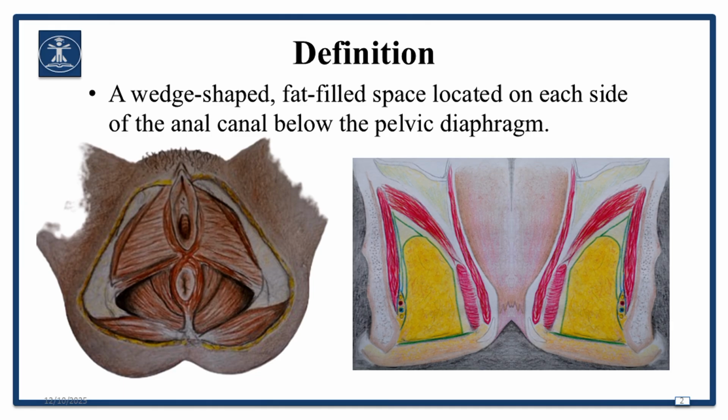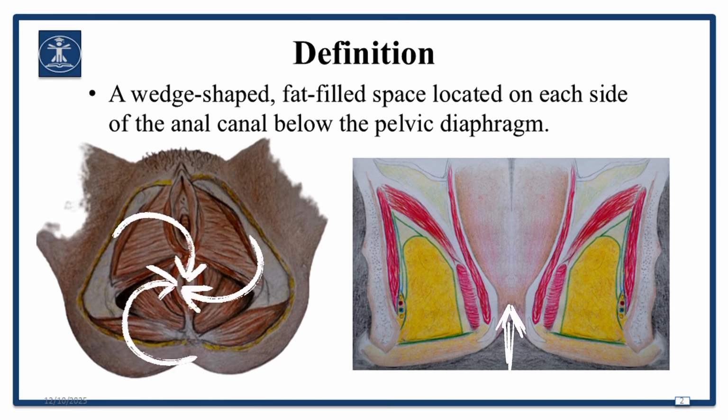And they went forward and said it is fat-filled, meaning it contains fat. It is filled with fat majorly. And it is found on each side of the anal canal. So the anus is found in between.